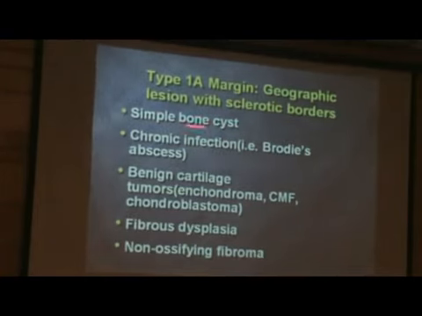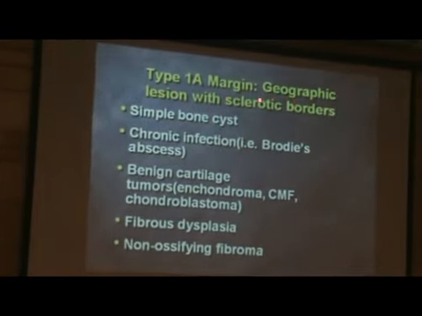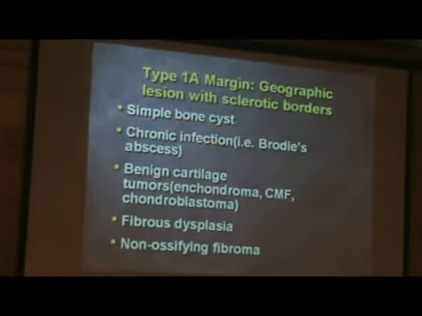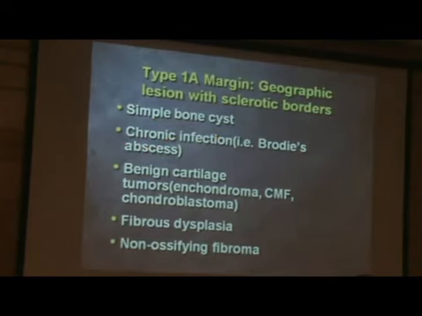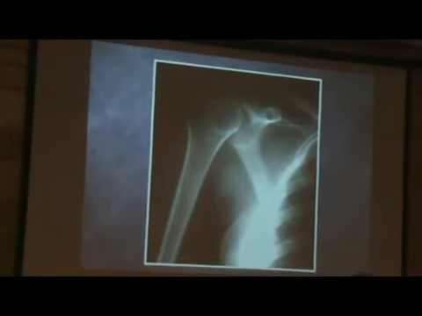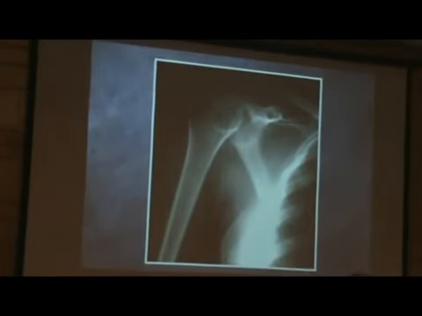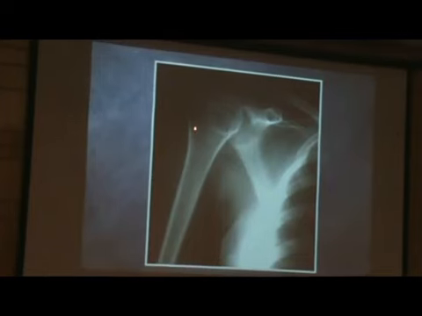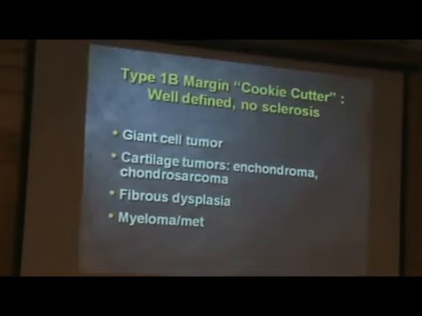When we have sclerotic borders with geographic margins, we have the typical example of simple bone cyst. You can also see that with chronic infections like Brodie's abscess, benign fibrous tumors, fibrous dysplasia, and non-ossifying fibromas as well. Here's an example. There's a lesion with well-defined geographic margins in the proximal humerus with sclerotic margins. And in this patient who was 19, this was a chondroblastoma. It's involving the epiphysis and the apophysis, the metaphysis of the proximal humerus.